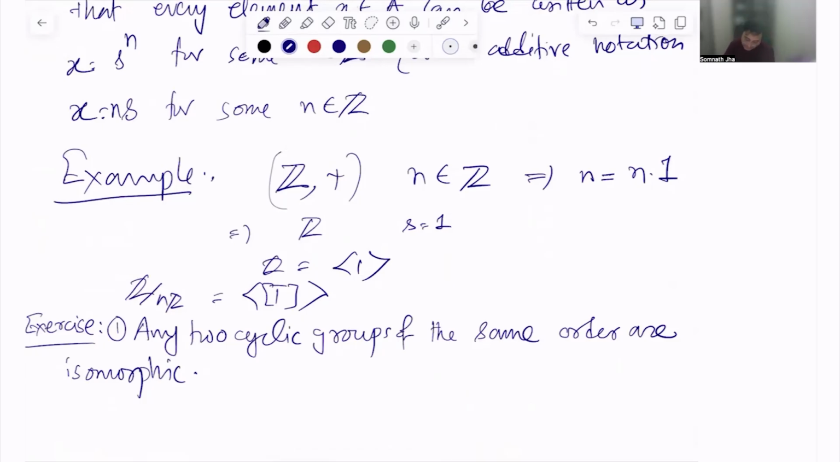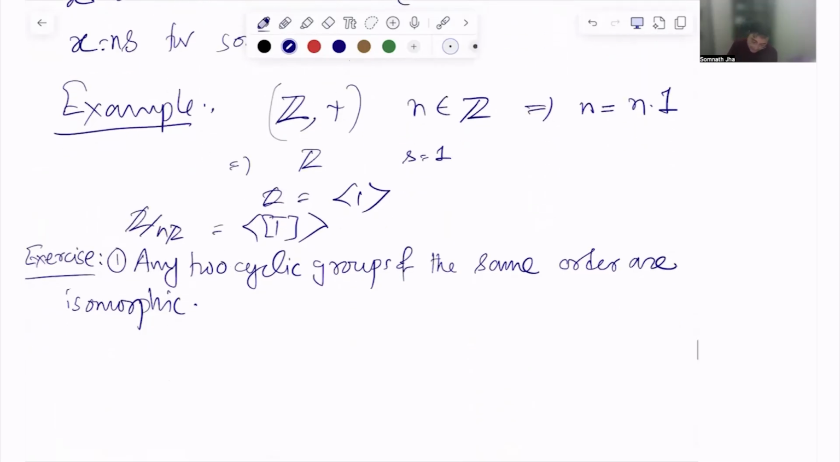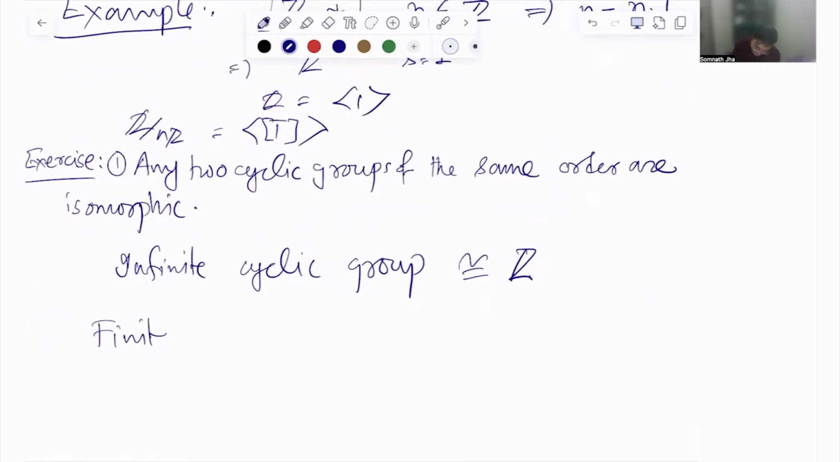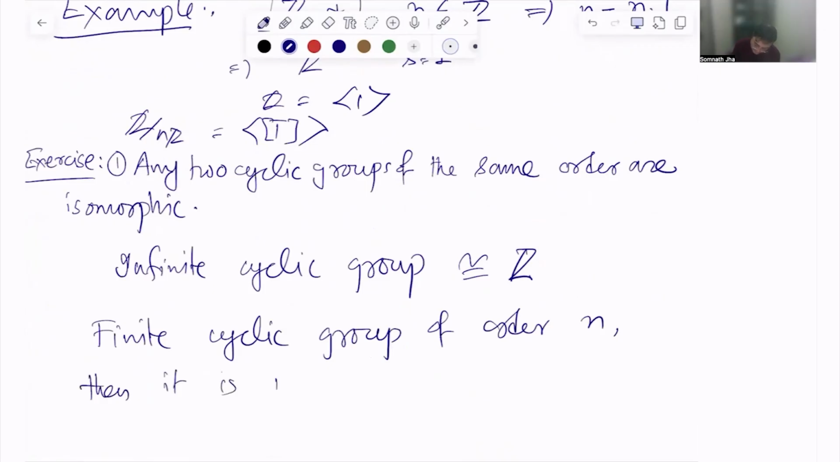So what do you want to see? That any two cyclic groups of the same order are isomorphic. So how do you prove that? Suppose you have an infinite cyclic group, then it is easy to see it is isomorphic to Z. And if you have a finite cyclic group of order n, then it is isomorphic to Z mod nZ. I'll leave the details for you, but you can check it. Okay.